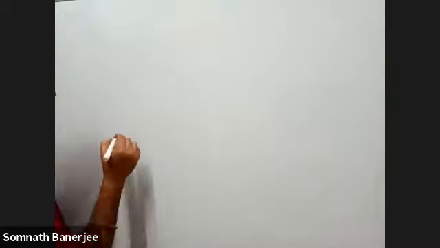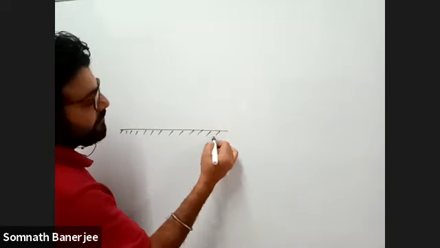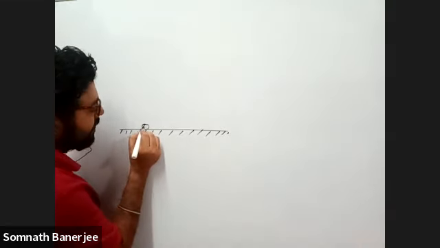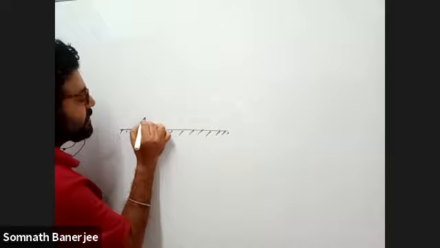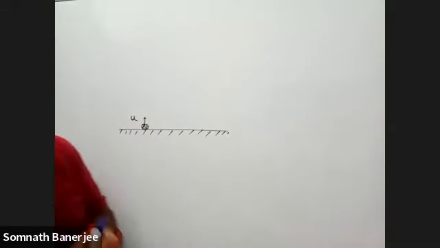So first thing is that, suppose this one is the ground. Listen properly. Okay, everyone listen properly. This one is the ground, and from the ground we project a particle with initial velocity u, so that it will look like this. Suppose we project from this point and it will be moving like this.